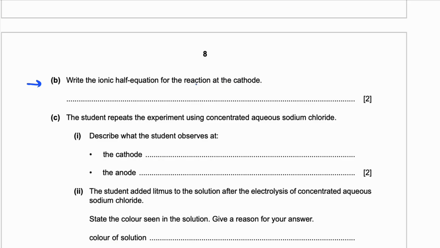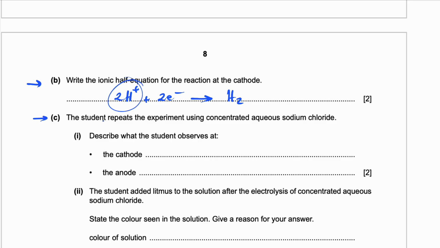Next, write the ionic half equation for the reaction at the cathode. So remember, at the cathode we have the cation hydrogen, 2 of it. It will gain 2 electrons and it will form hydrogen gas, H2. Any hydrogen is a diatomic molecule, so that's why we use 2 cations of hydrogen.